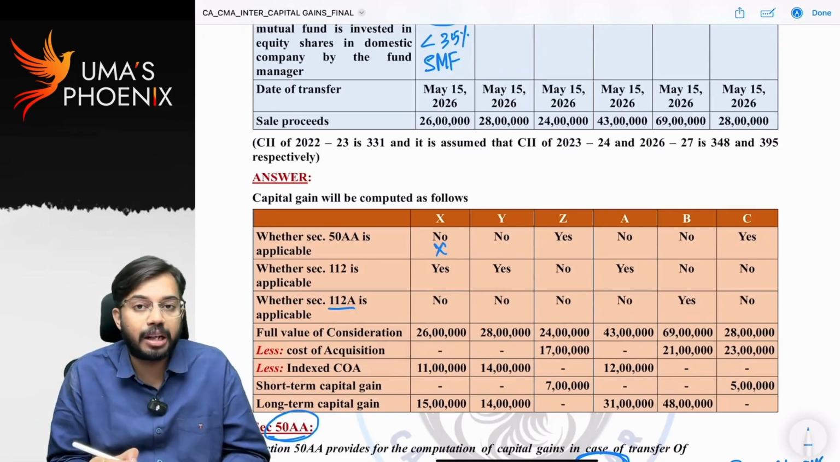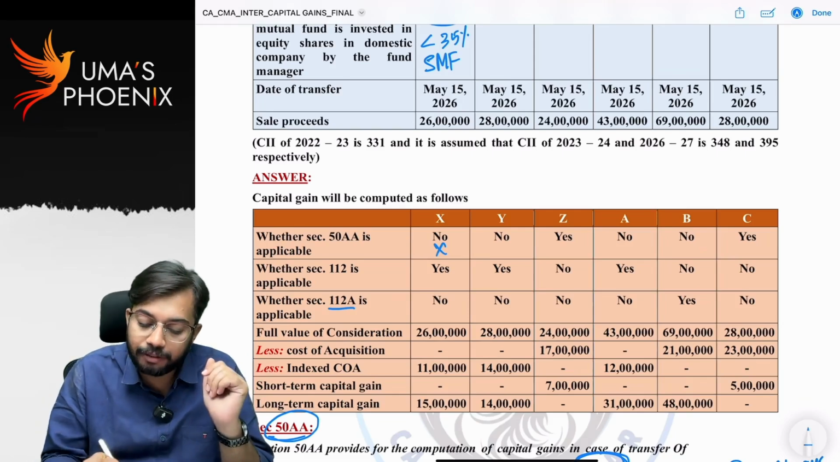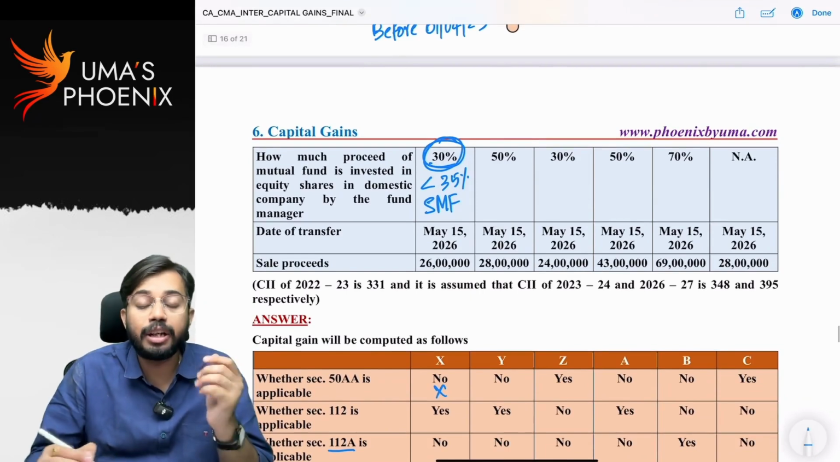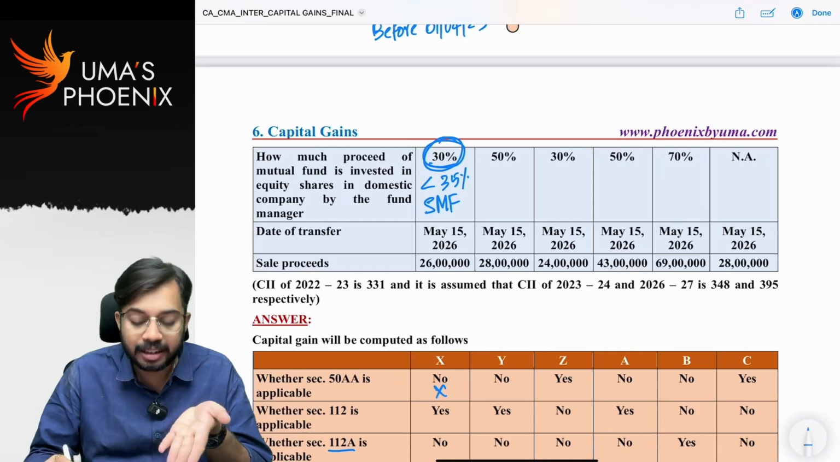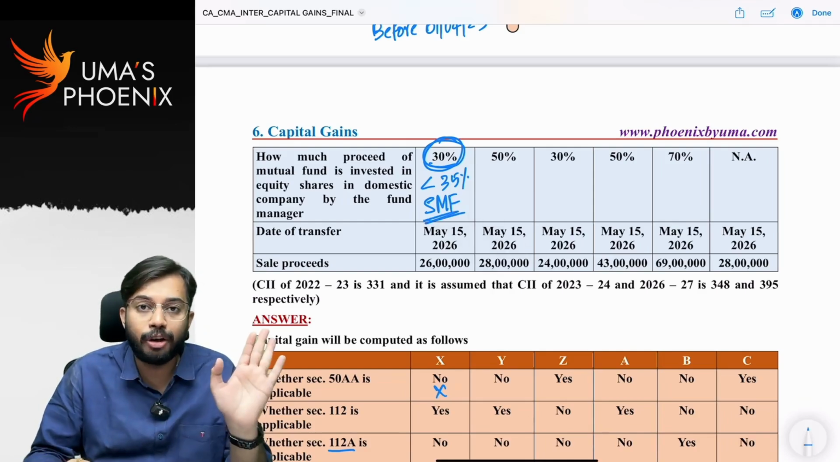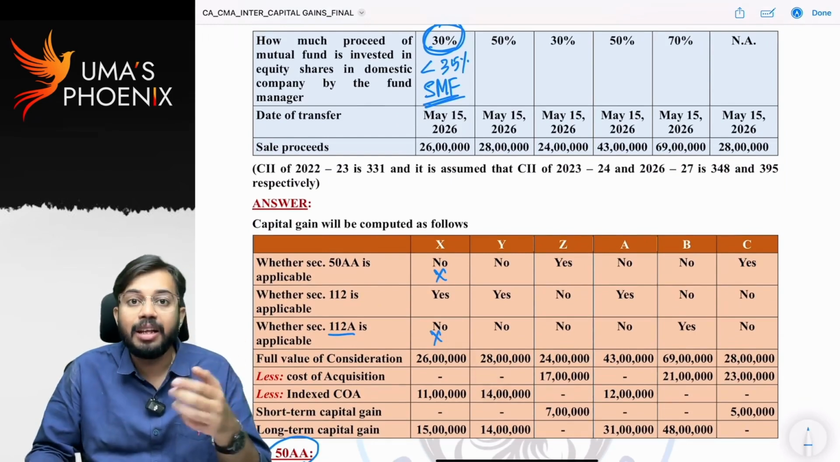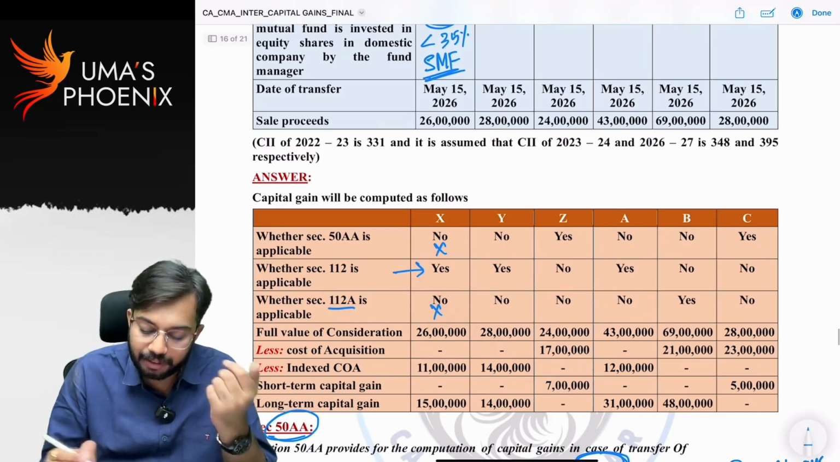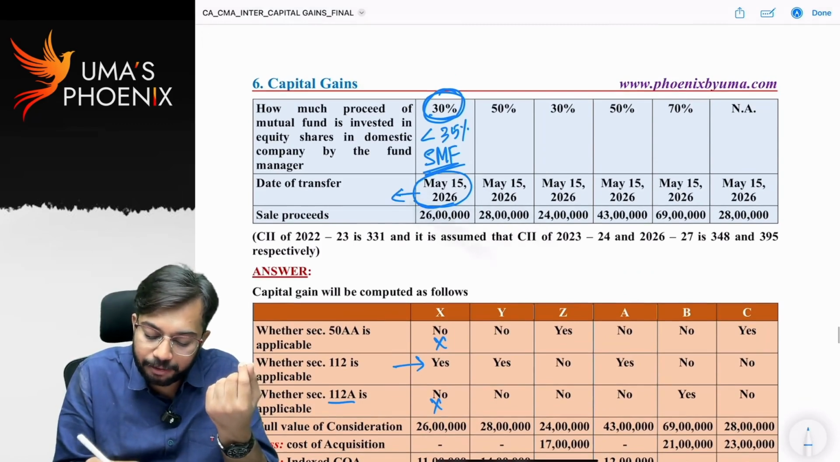Whether 112A is applicable, when? 112A is applicable if the mutual fund is equity oriented mutual fund. Here mutual fund is not equity oriented mutual fund because percentage of investment is only 30%. If percentage of investment is greater than 65%, then we call it as equity oriented mutual fund. Here it is a specified mutual fund and not equity oriented mutual fund. If it is not equity oriented mutual fund, 112A is also not applicable. Then which section is applicable? Section 112 is applicable. When these are transferred on May 15, 2026.